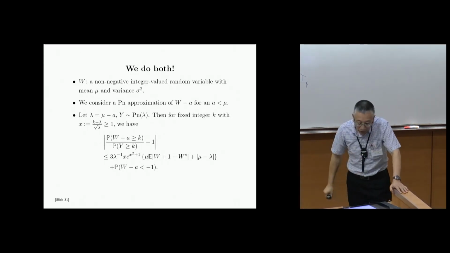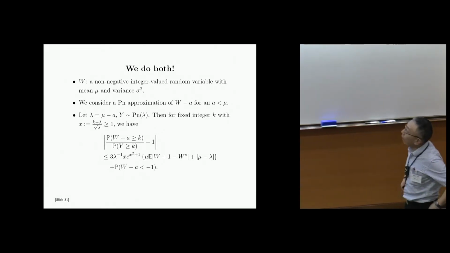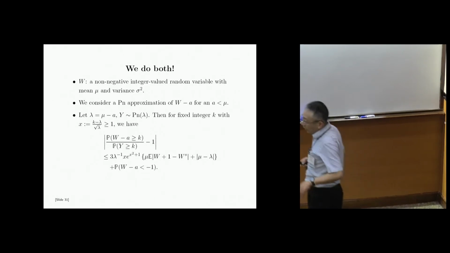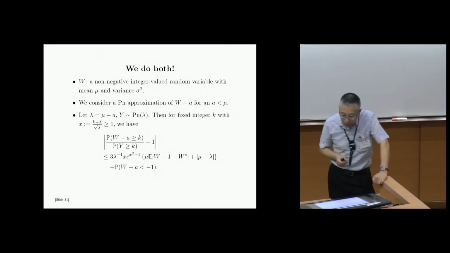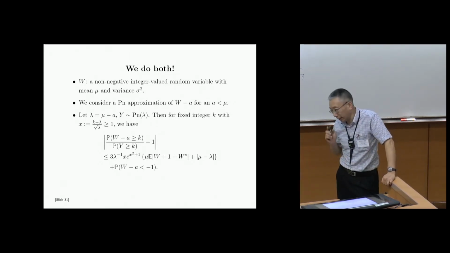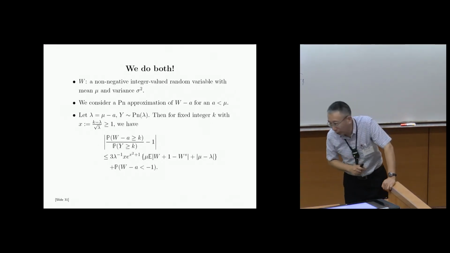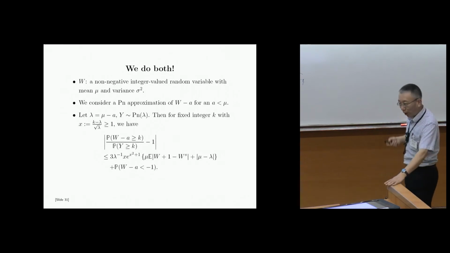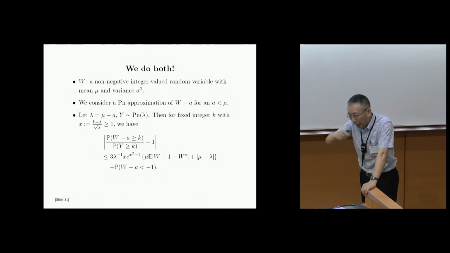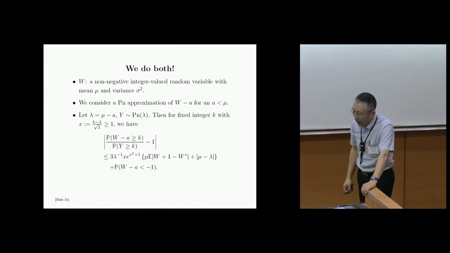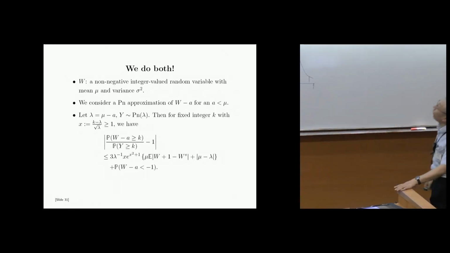So here, again, we start with Poisson, we start with W, a non-negative integer valued random variable, and the mean is mu, and the variance is sigma squared. And then we leave A here. A is a constant, which you can twist around. Then we look at the difference between mu and A, and that will be the fitted Poisson. That gives us the flexibility of moving the location as well as changing the variance of the approximating Poisson distribution. So then we can prove the following result here.